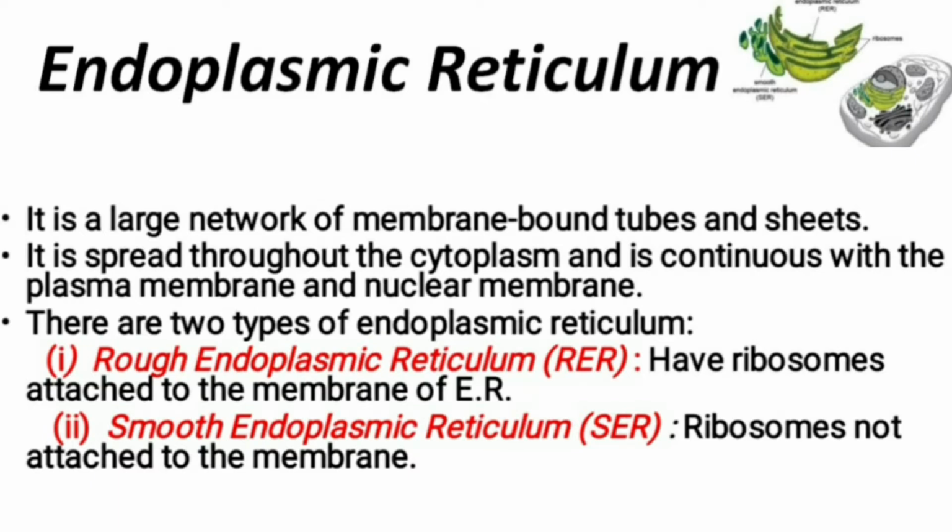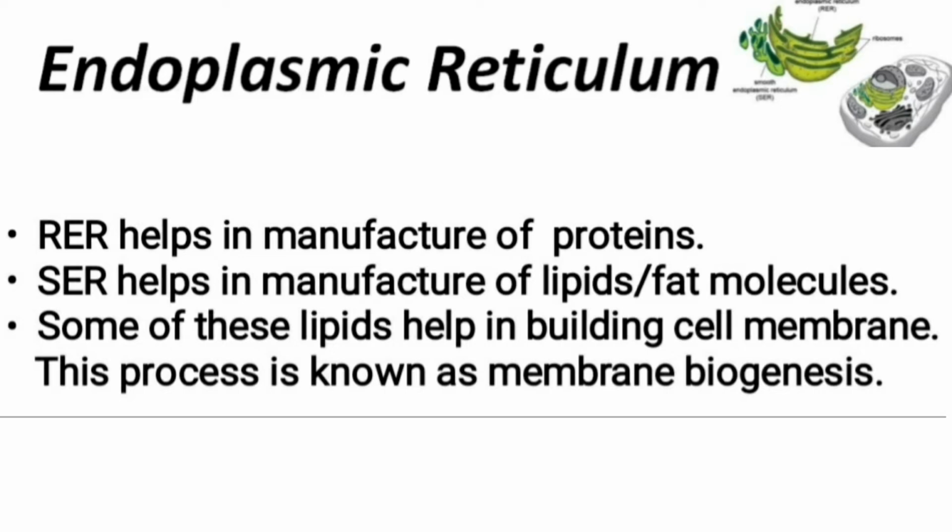Rough endoplasmic reticulum helps in the manufacture of proteins. Smooth endoplasmic reticulum helps in the manufacture of lipids or fat molecules. Some of these lipids and proteins help in building the cell membrane, the outermost covering of the animal cell, and the cell membrane of the plant cell also. This process is known as membrane biogenesis.